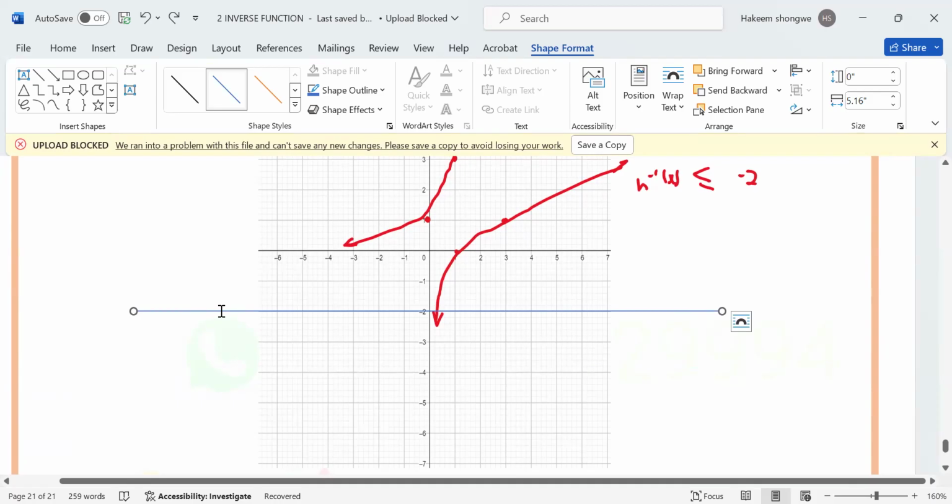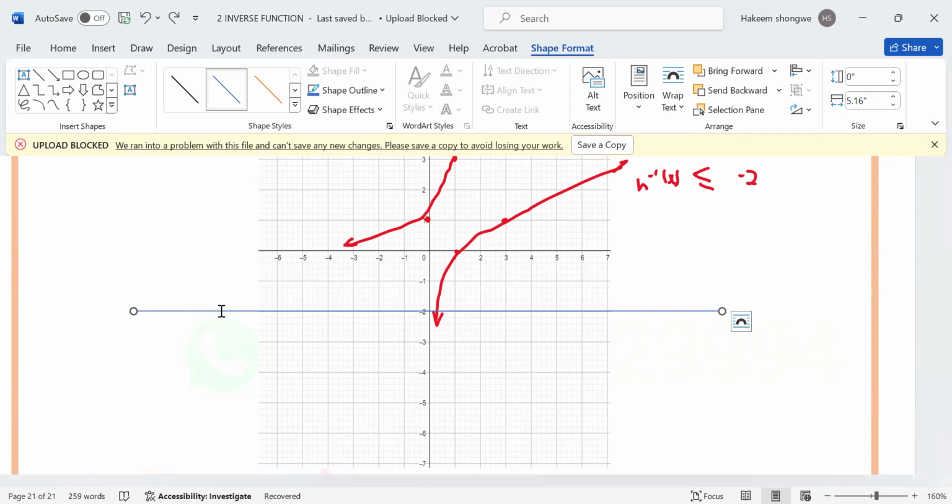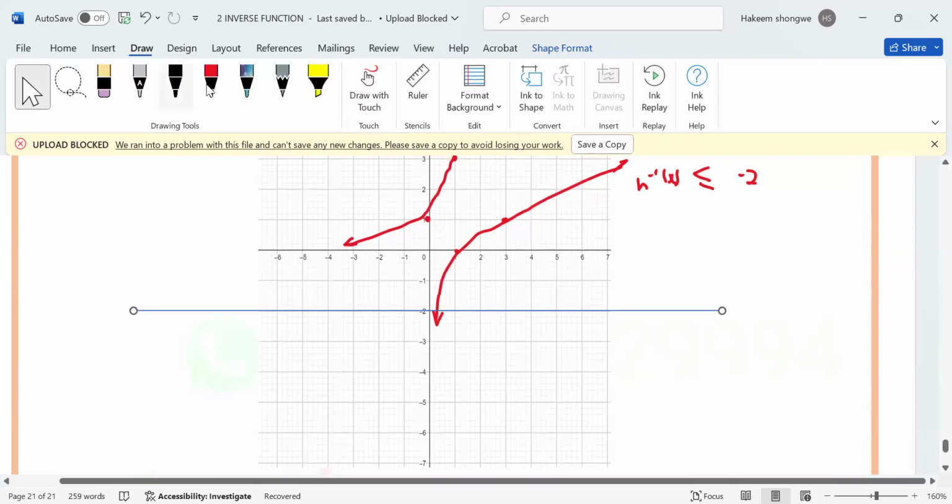They either want the part of the graph which is above minus 2, or the part which is below. Which part do they want? The one which is above or the one which is below? They want the one which is below. So you highlight the one which is below.